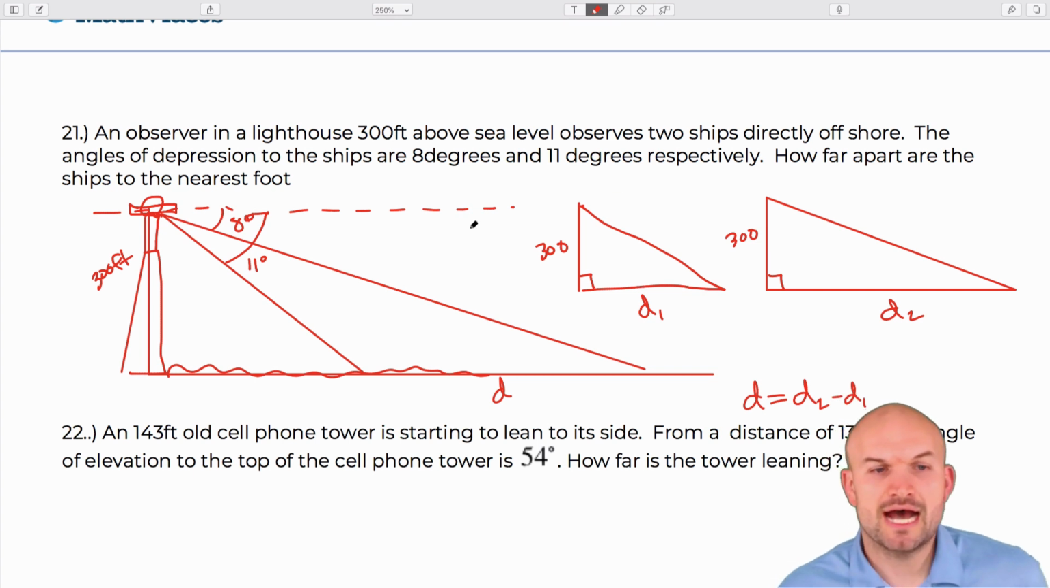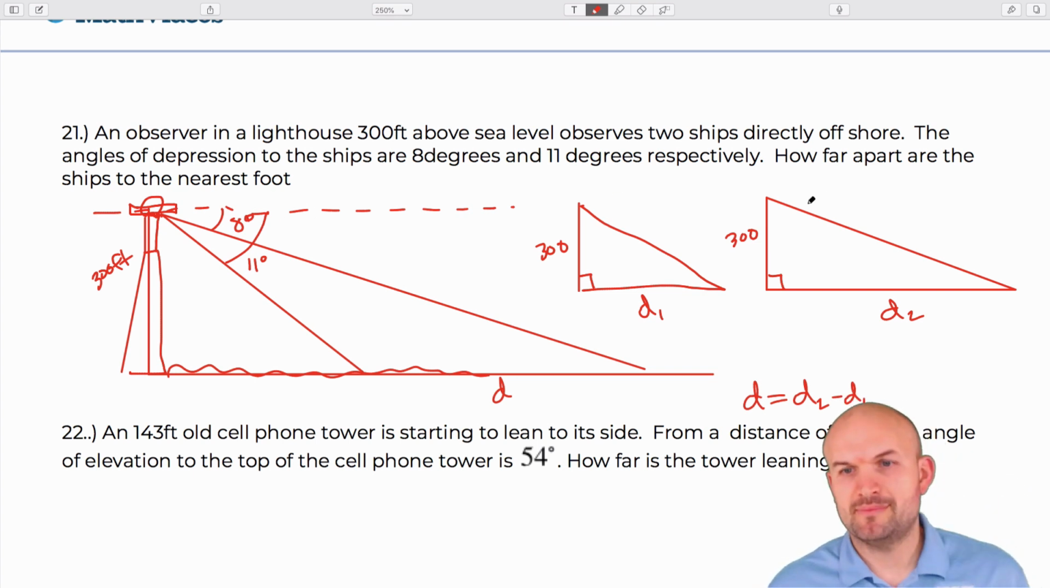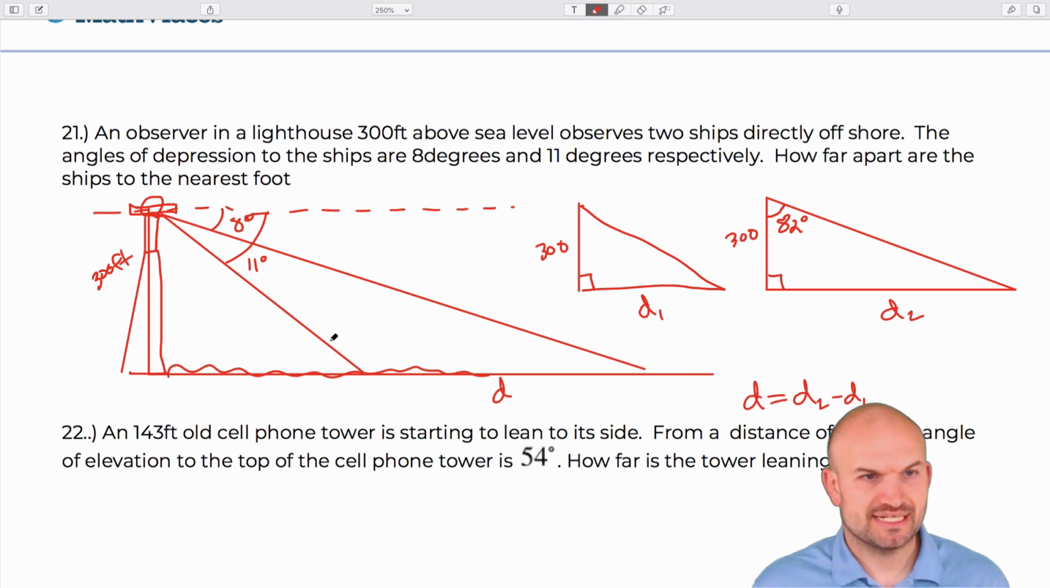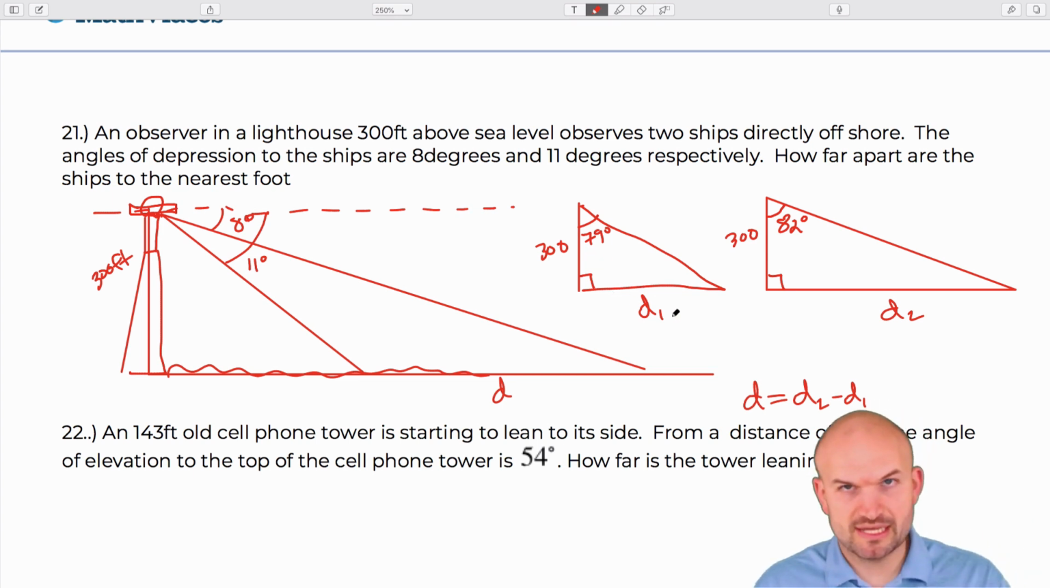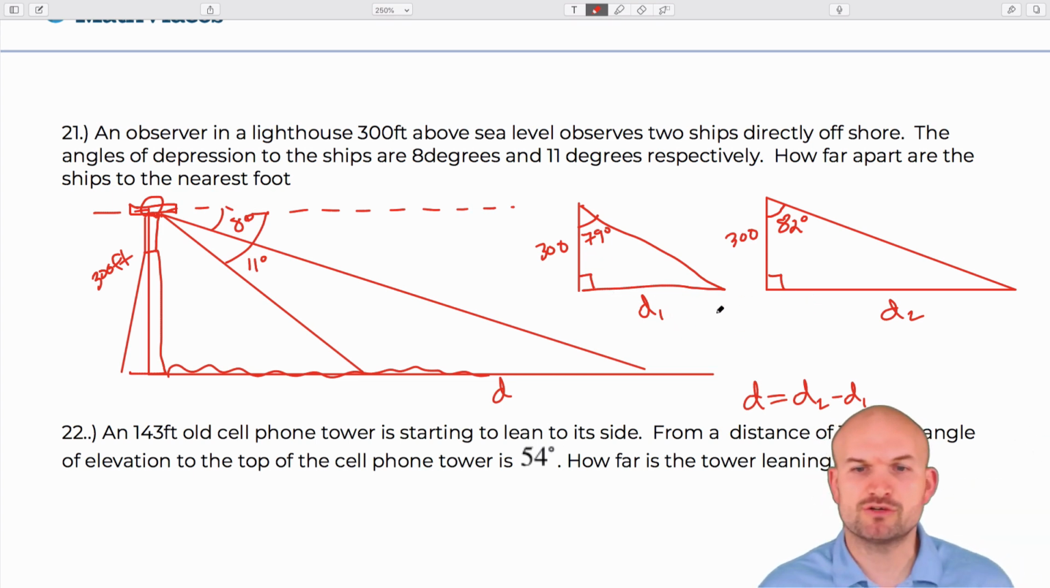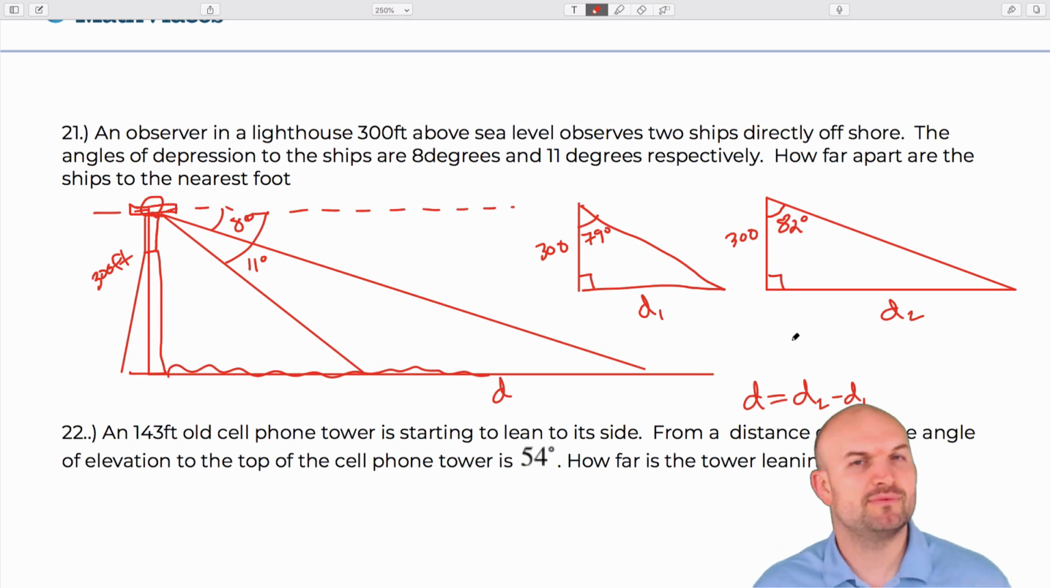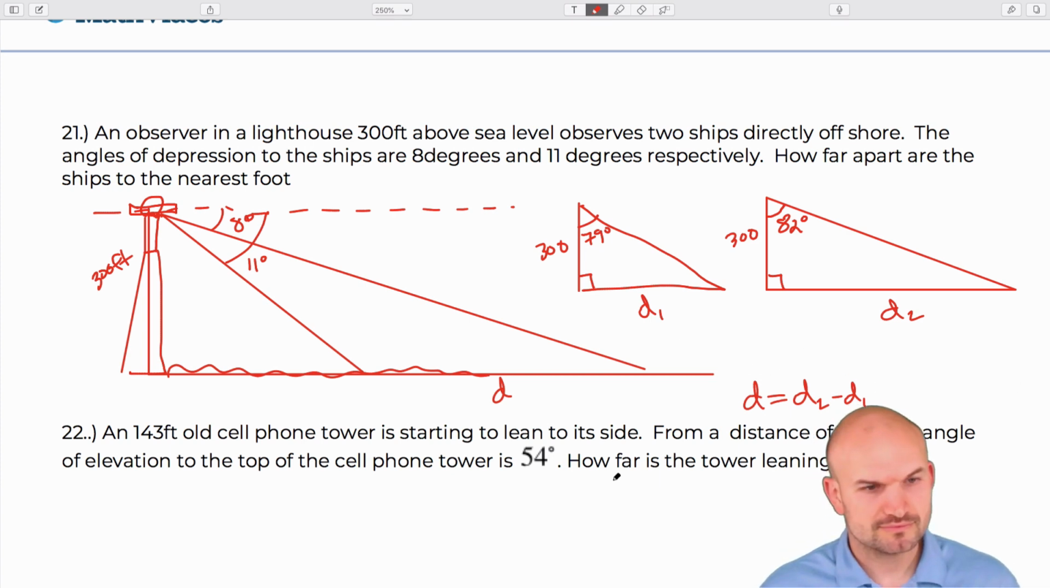All right, now if this one's at 8 degrees, that means the angle inside is going to be 82 degrees, right? Because that has to add up to 90. So therefore, we're going to have another very, very small angle. And if this one's 11 degrees, then we know that this one's going to be 79 degrees. Okay? So now you can see that we have two right triangles, and we can use our trigonometric ratios to find D1 and D2, and then we can go ahead and solve for D. All right, on to the next one.